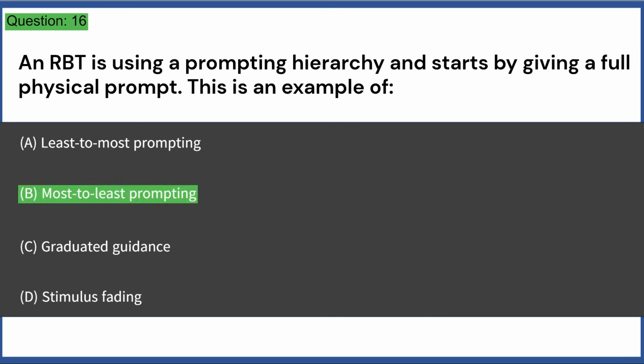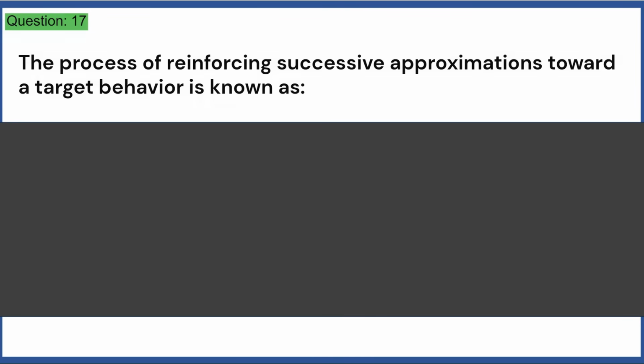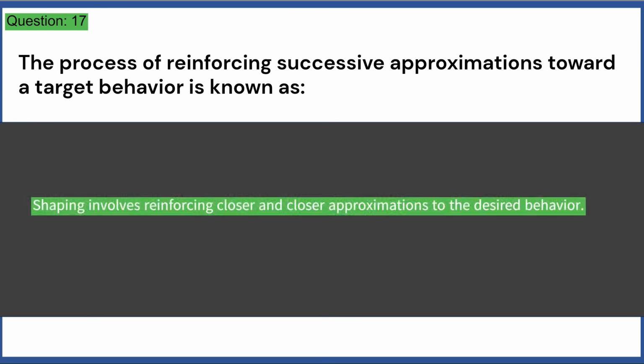Answer, B. Most to least prompting begins with the most intrusive prompt and systematically reduces assistance as the learner gains independence. The process of reinforcing successive approximations toward a target behavior is known as: A. Shaping. B. Chaining. C. Modeling. D. Imitation. Answer, A. Shaping involves reinforcing closer and closer approximations to the desired behavior.